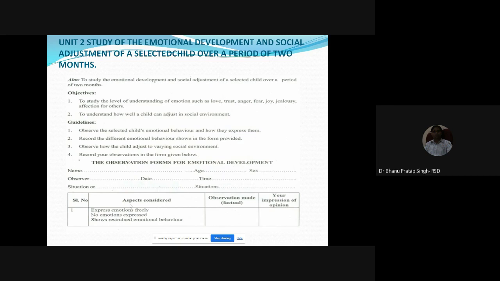So the aim is to study the emotional development and social adjustment of a selected child over the period of 2 months. And to achieve this aim, there are two objectives: to study the level of understanding of emotions such as love, trust, anger, fear, joy, jealousy, and affection for others. The second objective is to understand how well the child can adjust in the social environment. And these two objectives you have to obtain within the guidelines.